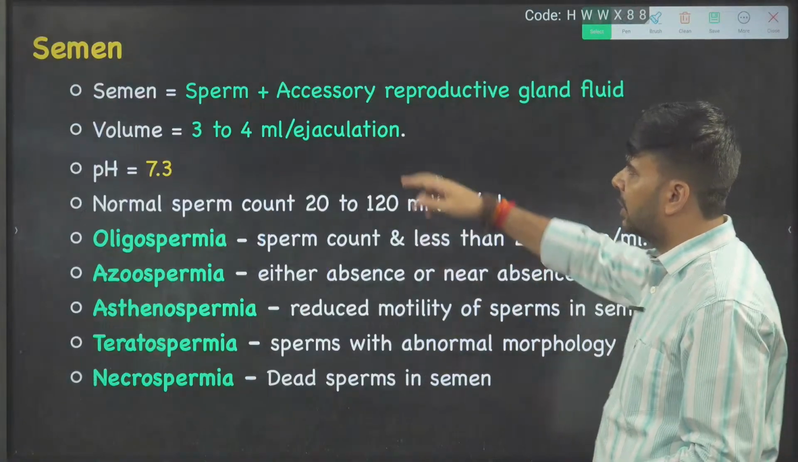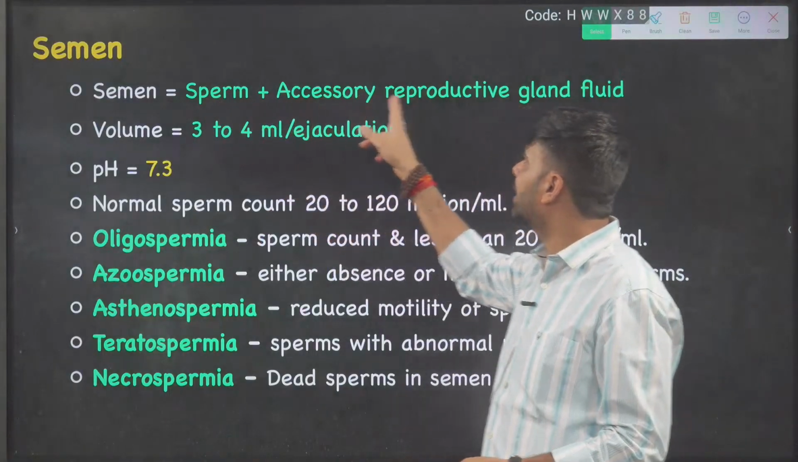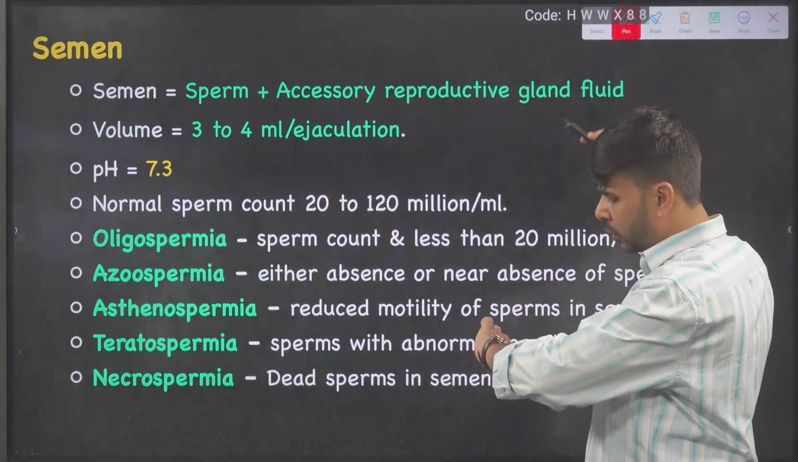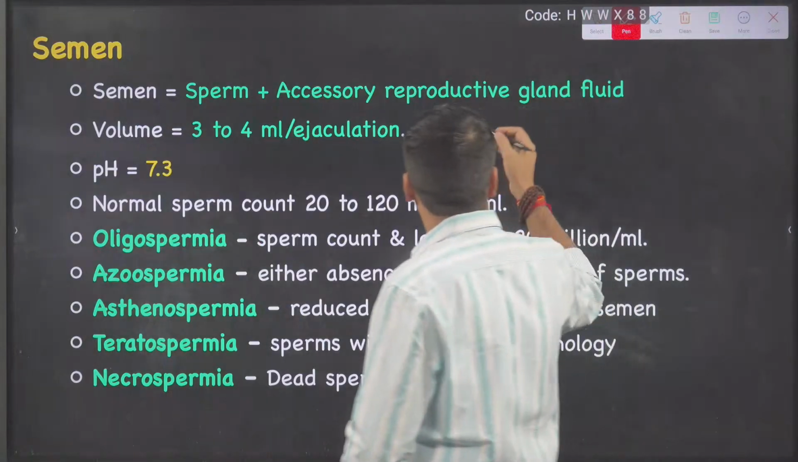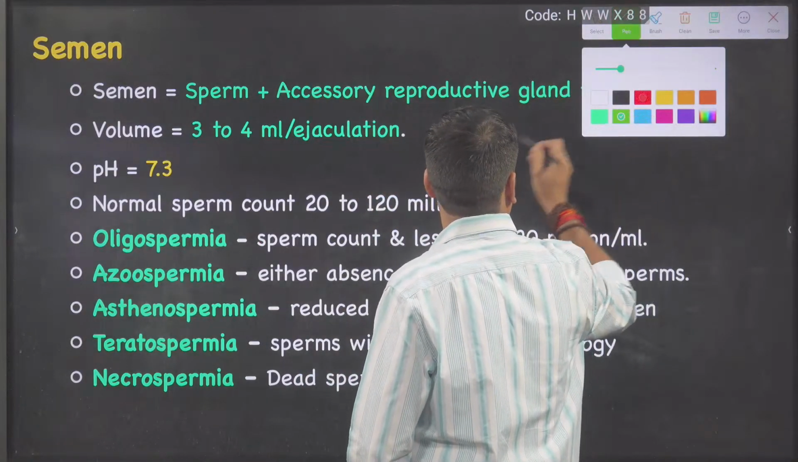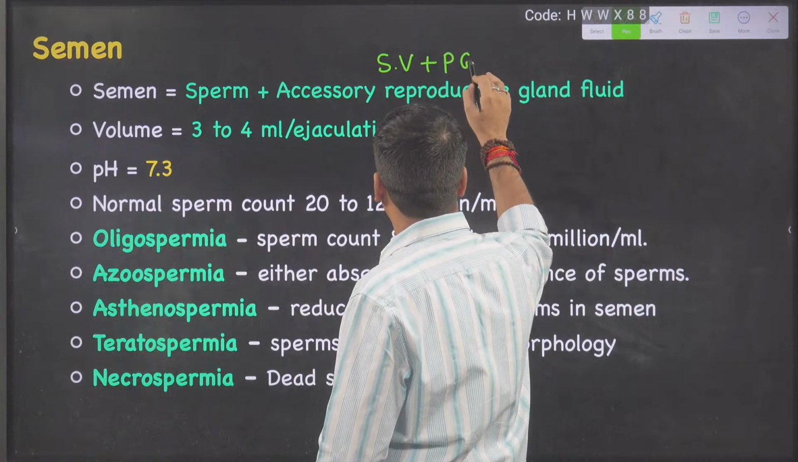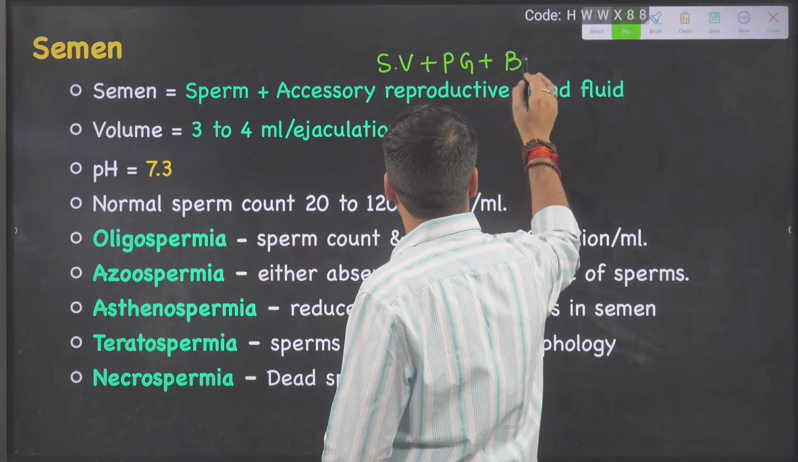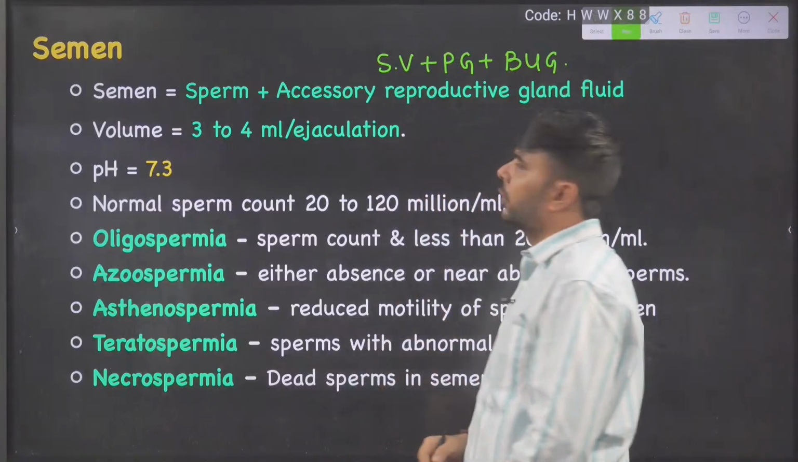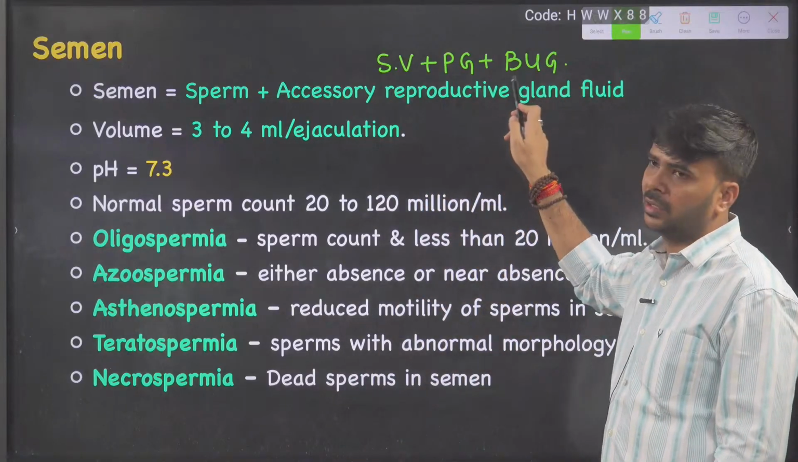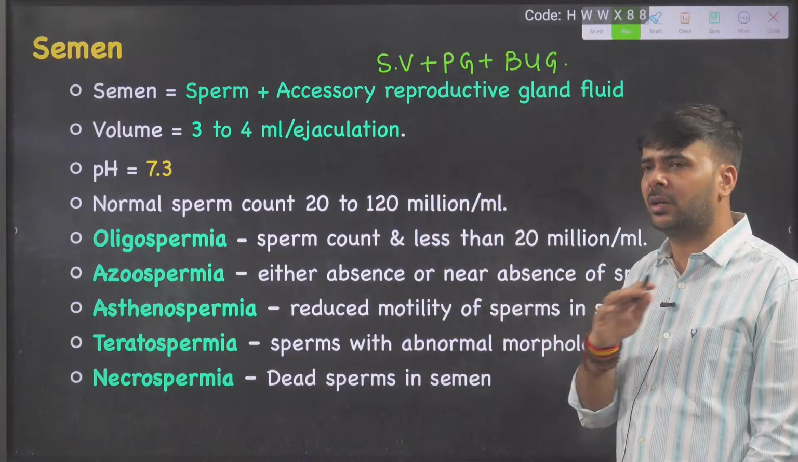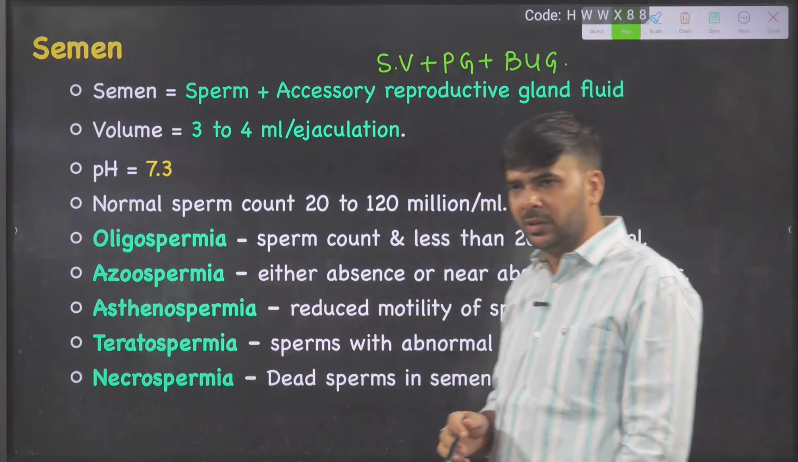So what is semen? Semen is sperm plus accessory reproductive gland fluid. What is accessory reproductive gland fluid? Nothing but the seminal vesicle plus prostate gland plus bulbourethral gland. These three gland secretions. I'm writing in shortcut; in NCERT, clearly all these words are mentioned.